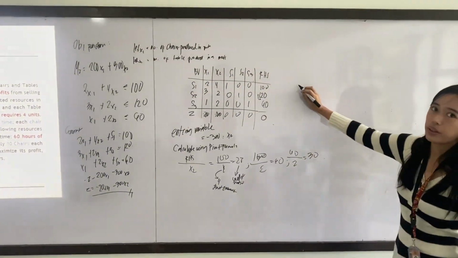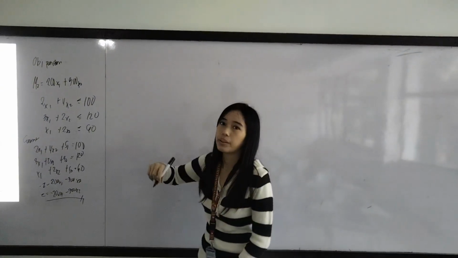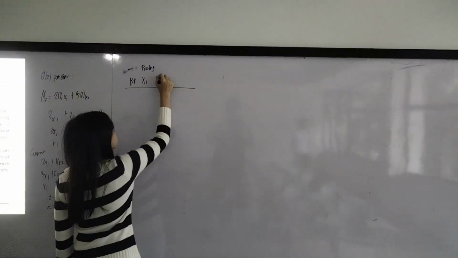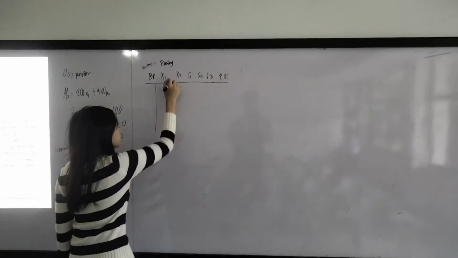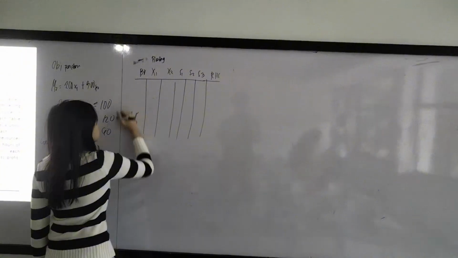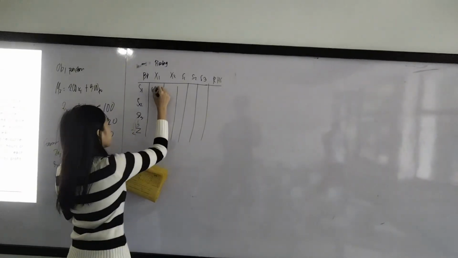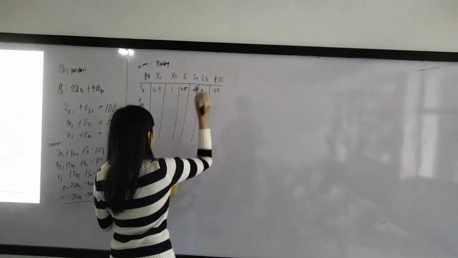Now again, we need to update our initial simplex table. Perform row operation. In this operation, we need to divide our first row by the pivot element. So we get 0.5, 1, 0.25, 0, 0, and 25.